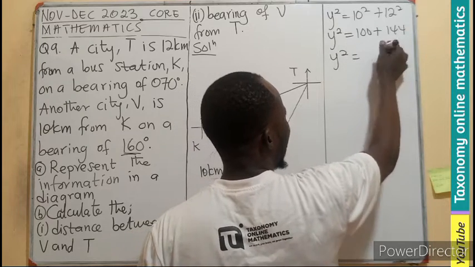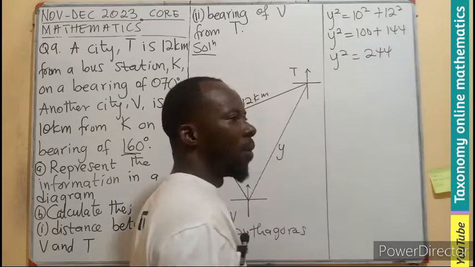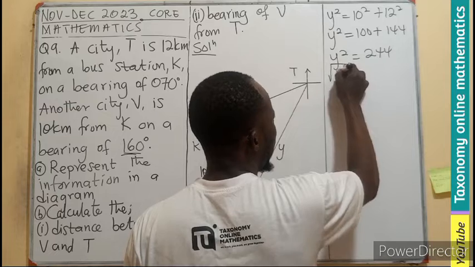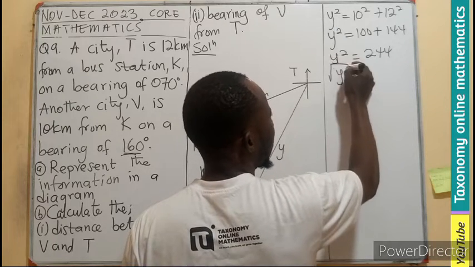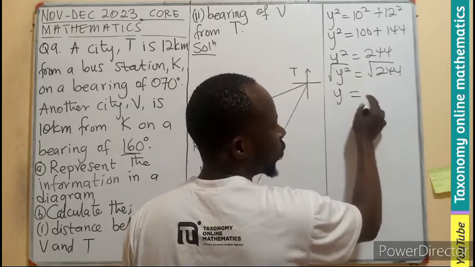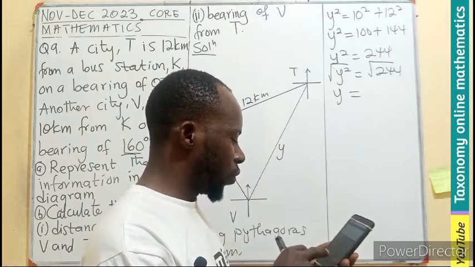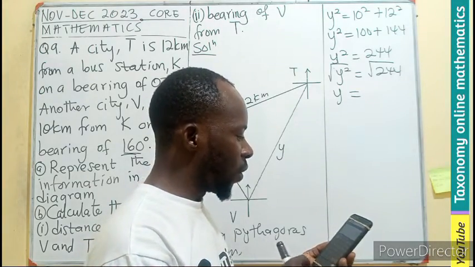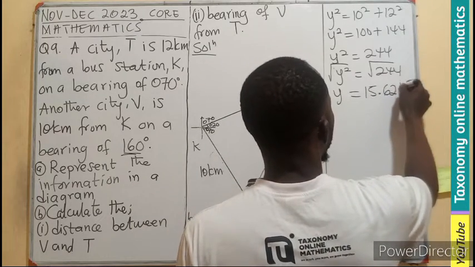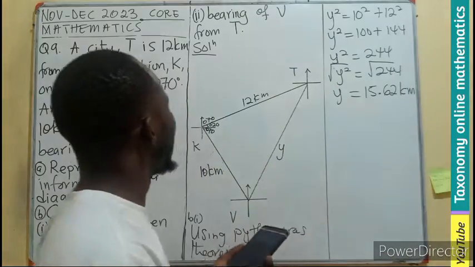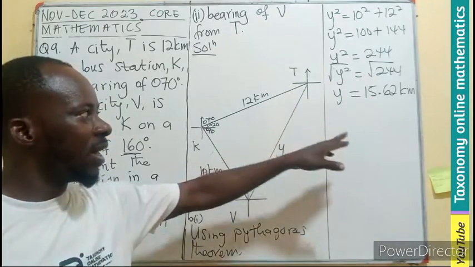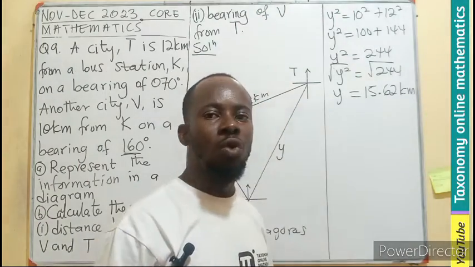Y squared will equal 244. We are looking for y, so we find the square root of both sides, meaning the square root of y squared equals the square root of 244. So y will be equal to, let's check, the root of 244 will be 15.62 kilometers. So the distance from T to V, or from V to T, is 15.62 kilometers.